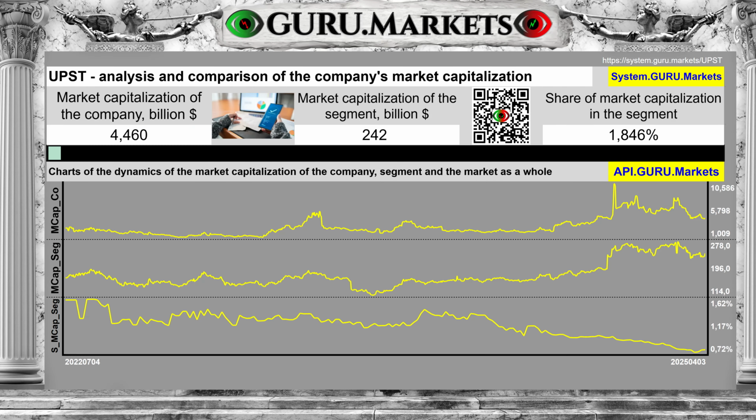Market capitalization of the company Upstart Holdings Inc. is $4.46 billion. Market capitalization of the subcategory is $242 billion. Upstart Holdings Inc. accounts for a share of 1.846%. This is one of the small companies in the subcategory.